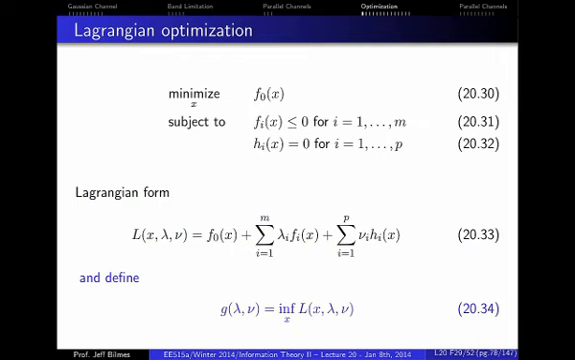I'm not even saying anything about the f's, whether they're convex or anything. This is just a general optimization problem. And then we can define this dual function, g of lambda nu, as taking the infimum over x of the Lagrangian at the particular point lambda nu. So this is a definition.